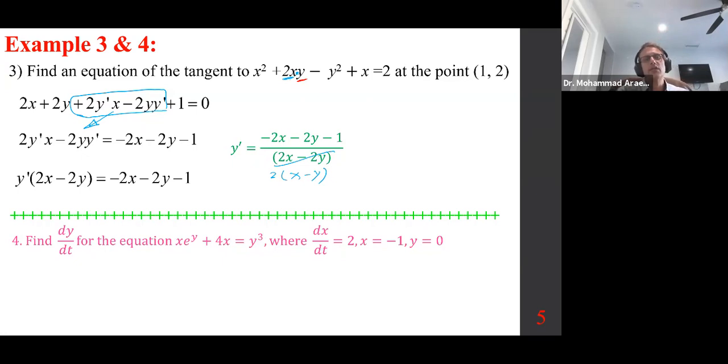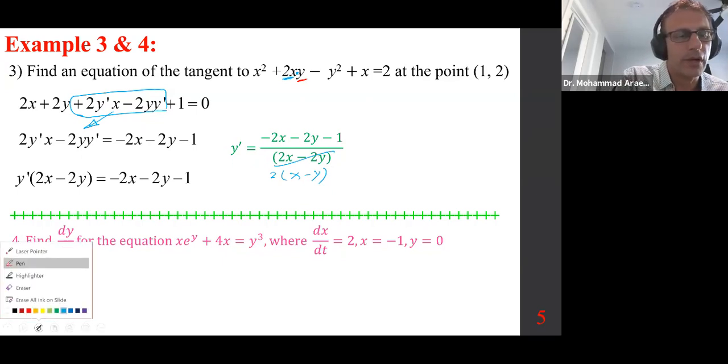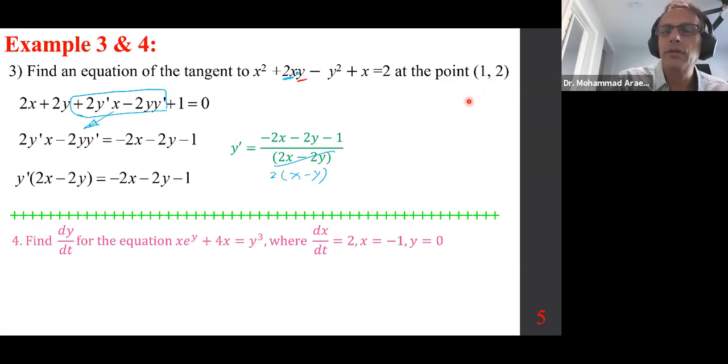Now, the next step is to plug in to find this slope. So what do we get if we plug in, class? Let's plug in. Replace the x with 1. Replace the y with 2.